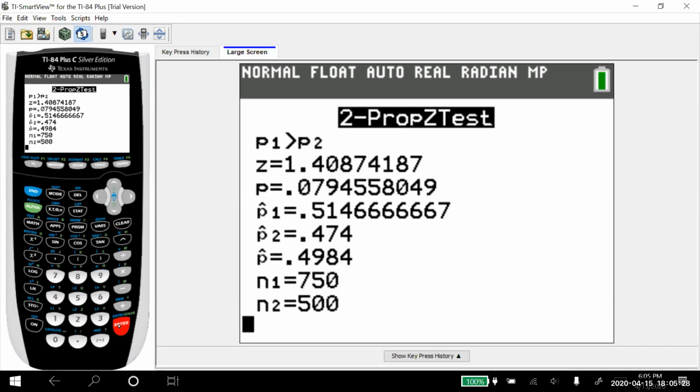And so now I get a z value of 1.41 and a p-value of 0.079. The 4 does not round up the 9, even though the number after that's bigger, we don't care. So notice it gave me the sample proportions of each. P hat sub 1, 51.5%, P hat sub 2, 47.4. So we do see there's a difference in the sample proportions, but is that big enough to mean the populations can't have the same proportion? So let's go finish our test and we'll find out.